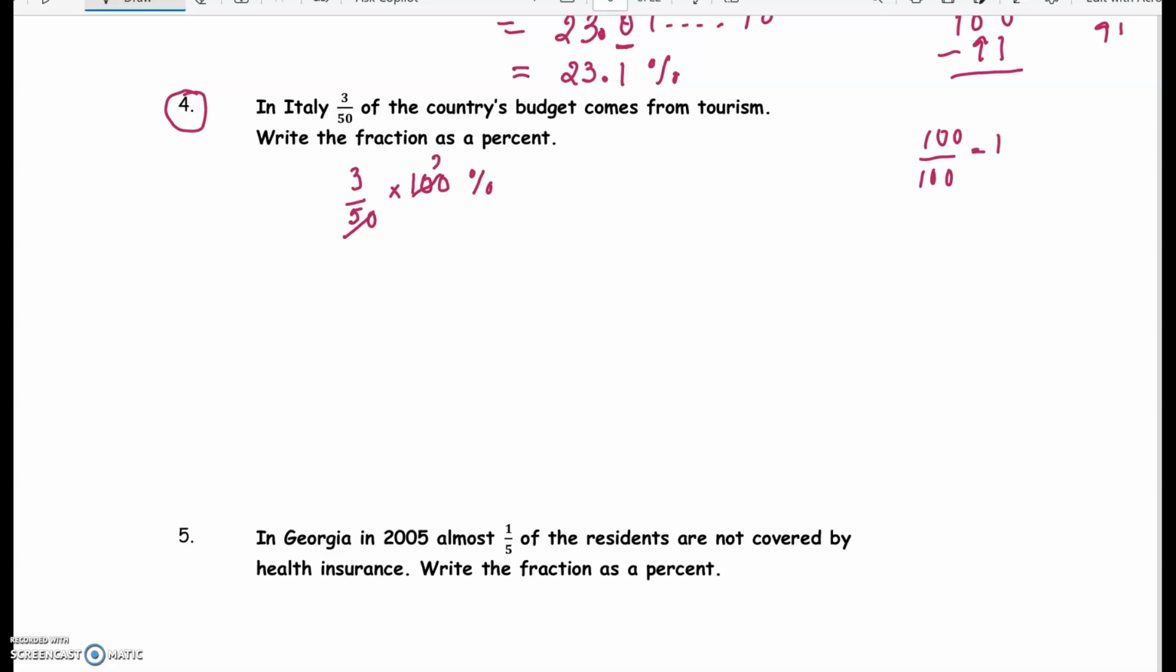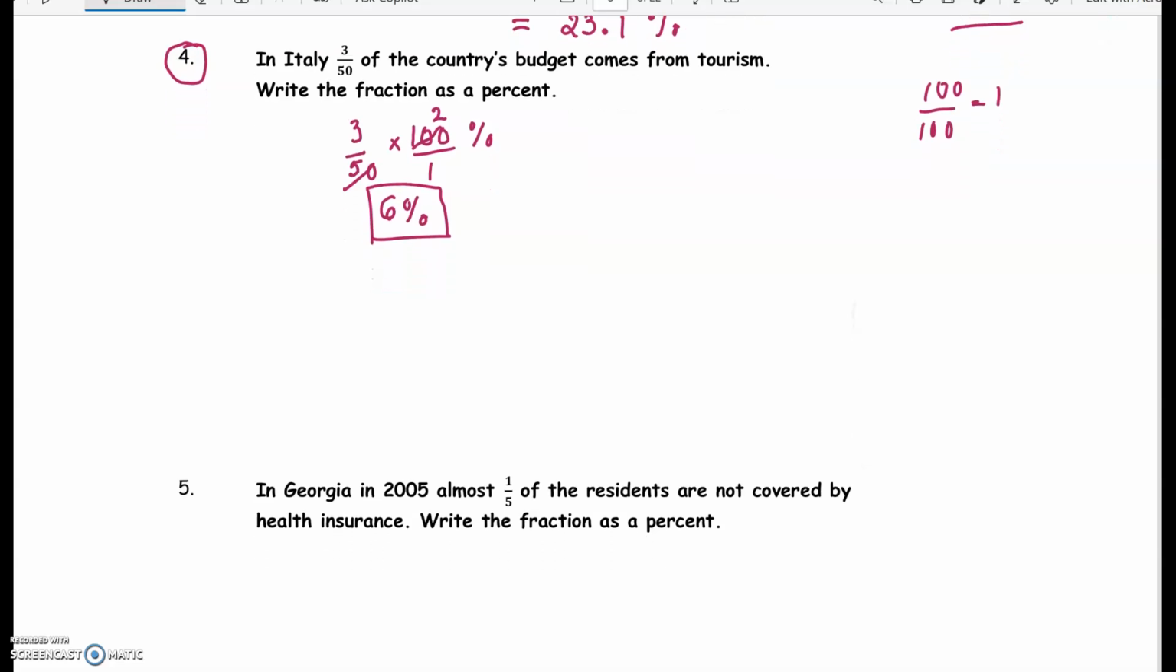50 goes 2 times into 100, and that makes it 6%. So 3/50th of the country's budget comes from tourism is the same as saying 6% of the country's budget comes from tourism.